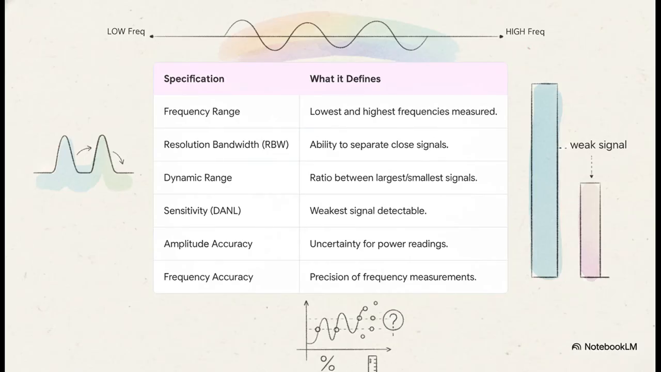Now, when you look at a spec sheet for one of these, you'll see a bunch of terms. Let's just quickly run through the most important ones. Frequency range is easy. It's just how low and how high in frequency the analyzer can see. Resolution bandwidth, or RBW, that's like the sharpness of its vision, its ability to tell two signals that are really close together apart. Dynamic range and sensitivity tell you how good it is at finding a tiny, faint signal right next to a really loud one. And finally, amplitude and frequency accuracy, well, they just tell you how much you can trust the numbers it's putting on the screen.